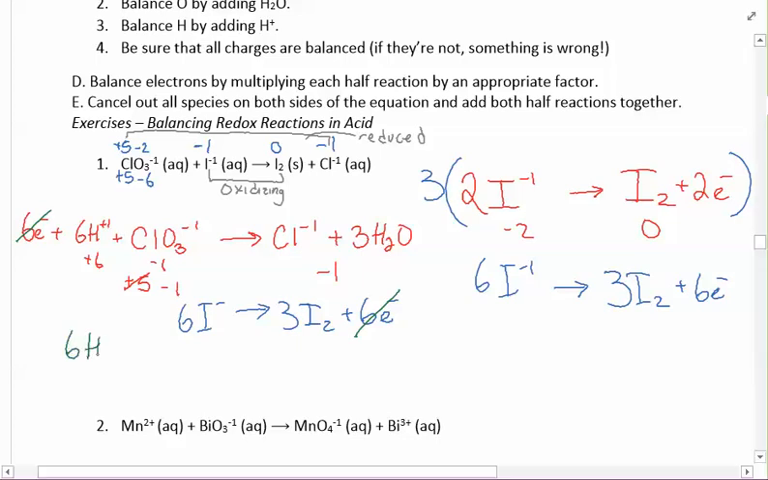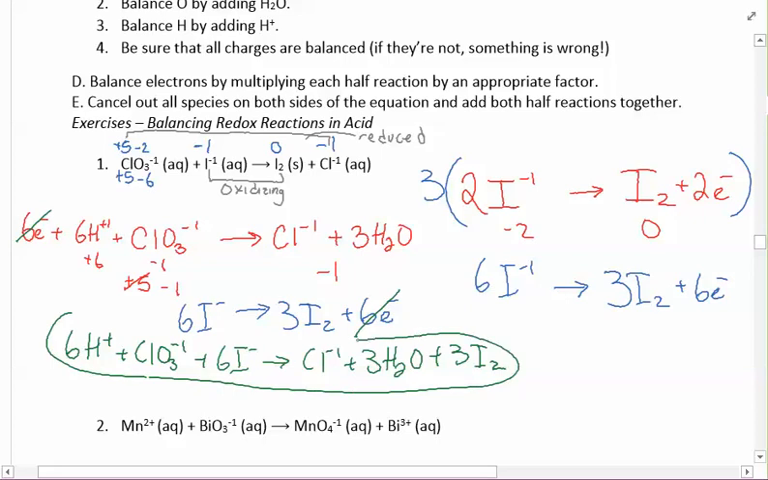So you'll have 6H plus, ClO3 minus 1, plus 6I minus goes to Cl minus 1 plus 3H2O plus 3 iodines. That is my finished product. Like I said, these problems are a little bit long. They have many steps, but you do the same steps over and over again. It's not like you're changing them up.